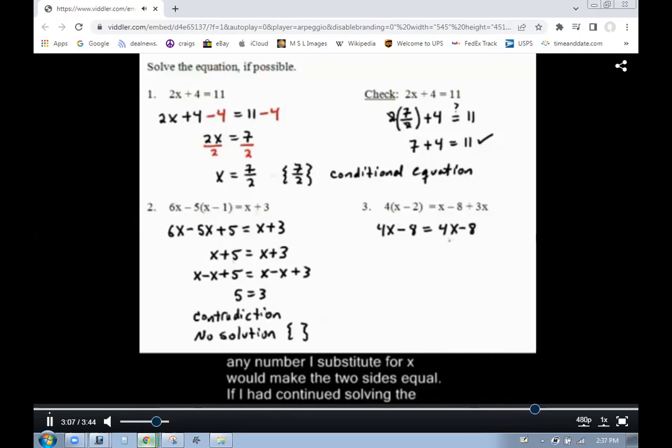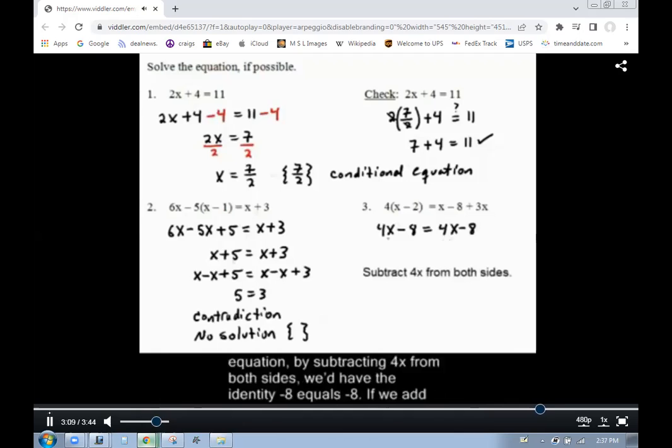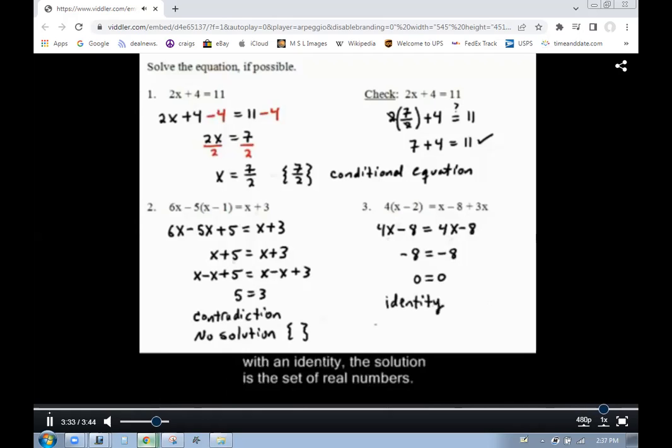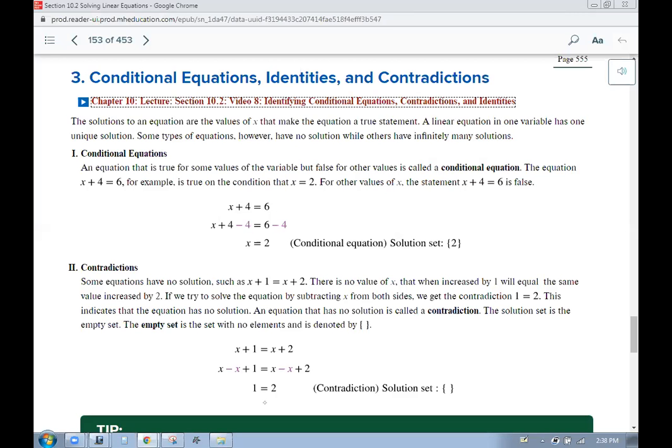If I continued solving the equation by subtracting 4x from both sides, we'd have the identity -8 equals -8. If we add 8 to both sides, we'd have 0 equals 0. So any way we look at this, we have an identity. And with an identity, the solution is a set of all real numbers.